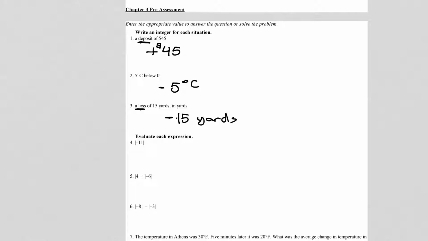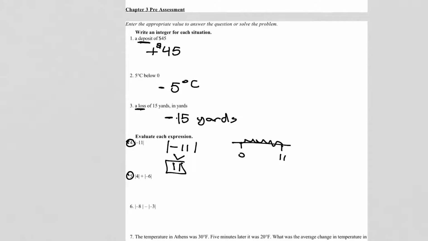All right, evaluate each expression. So number 4, you have to do the absolute value of negative 11. Absolute value just means the distance away from 0. So if you are at 11 on a number line, and you wanted to walk to 0, this would actually be 11 spaces. So the absolute value of negative 11 is 11.